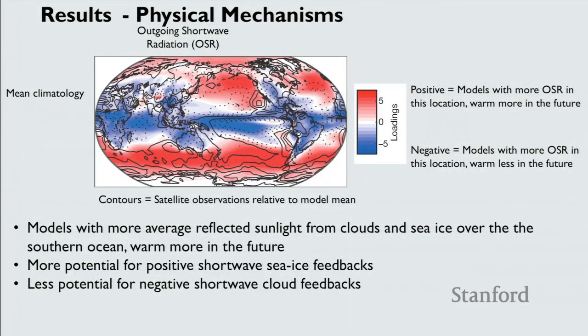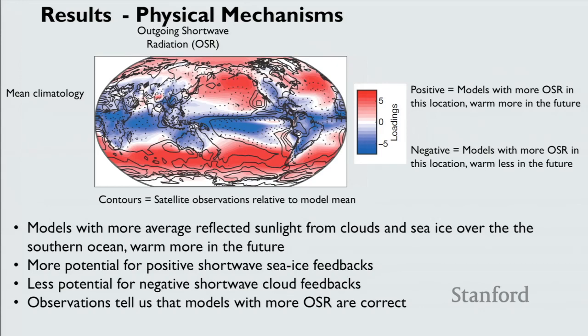But what that means still is that if you have more shortwave radiation reflected back to space in your base state, then you have less potential for a negative cloud feedback in the future. And so these both lend themselves to physical explanations as to why these predictors actually work, being able to narrow the range of future projected warming.